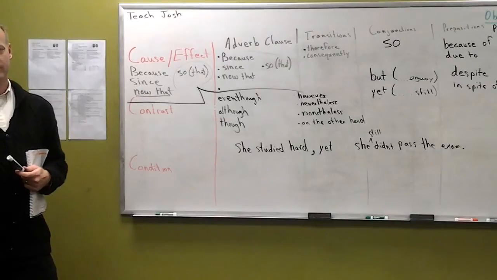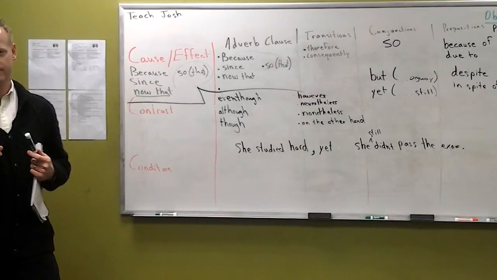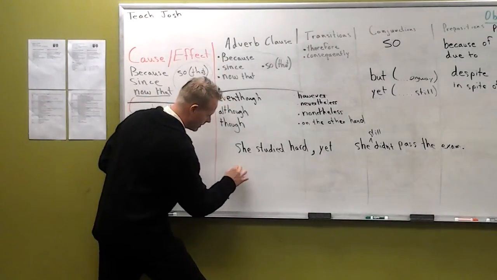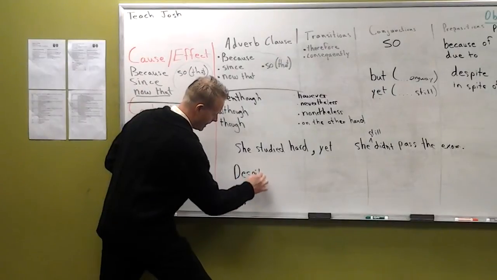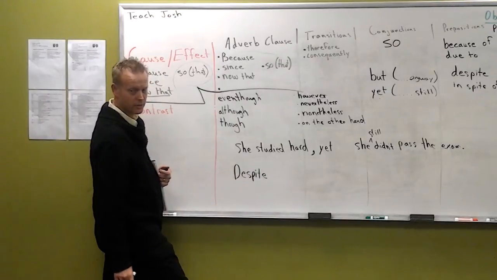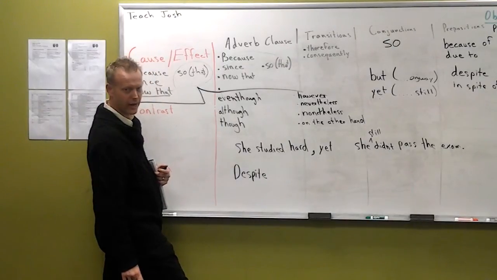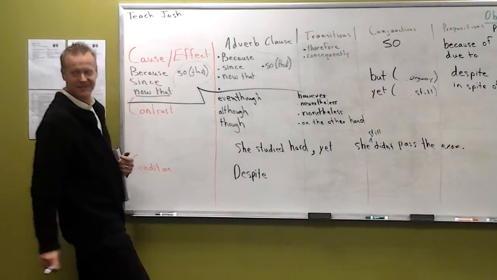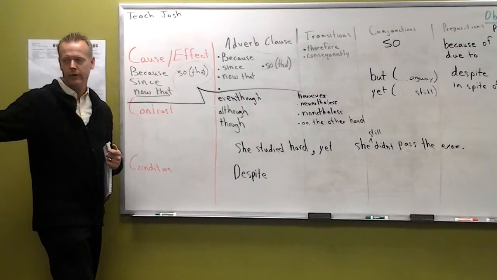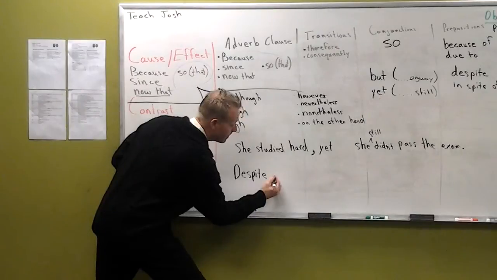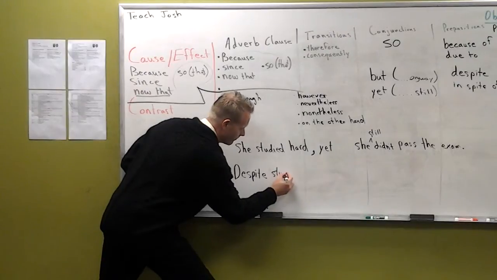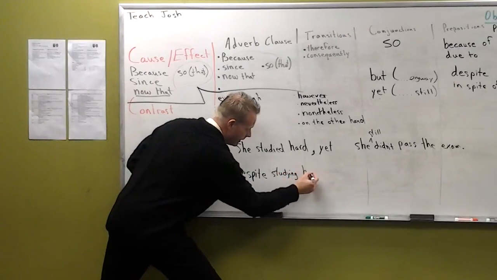Remember, in this particular construction, there's one sentence, not two sentences. Despite. Now remember, prepositions are followed by objects. So we've got to turn the verb into a noun object. So she turned the verb into a noun by making it into a what? A gerund. Good. So despite studying hard.